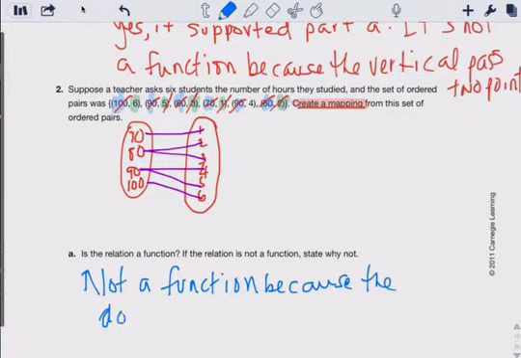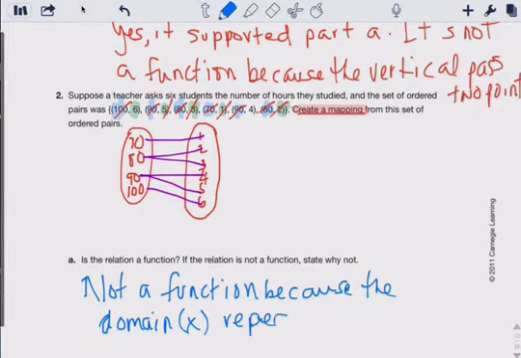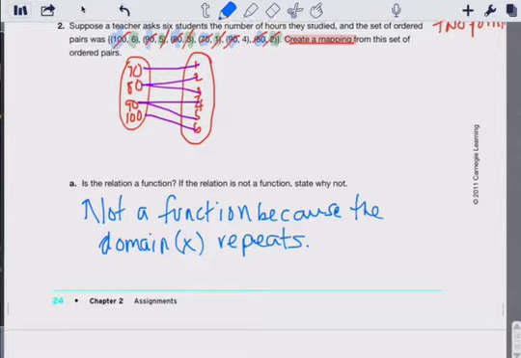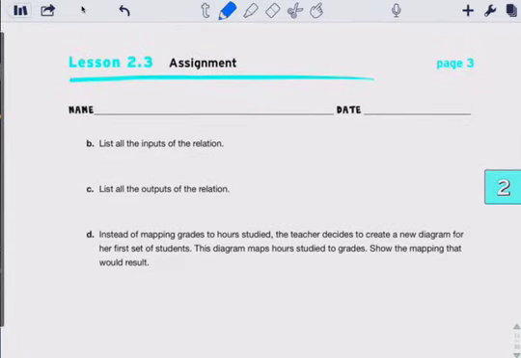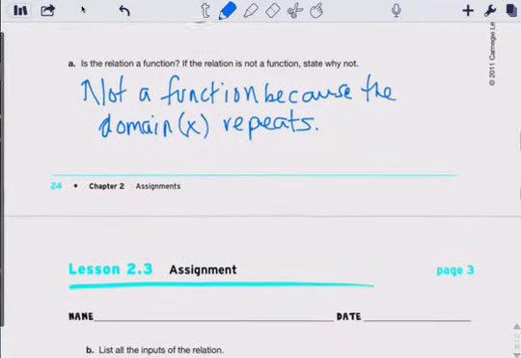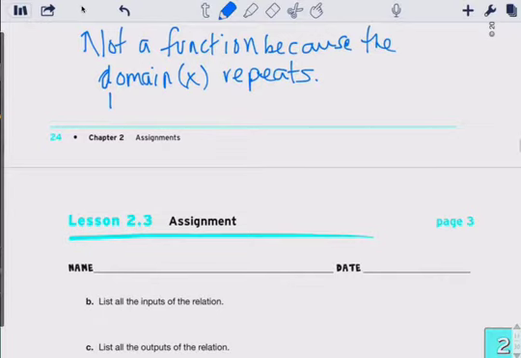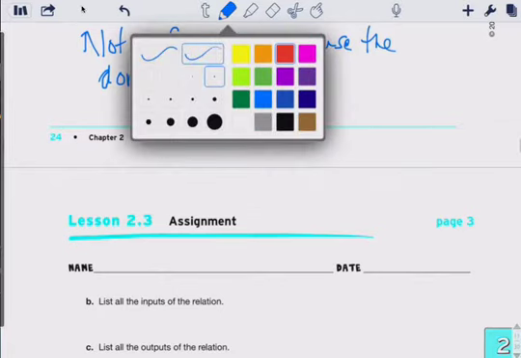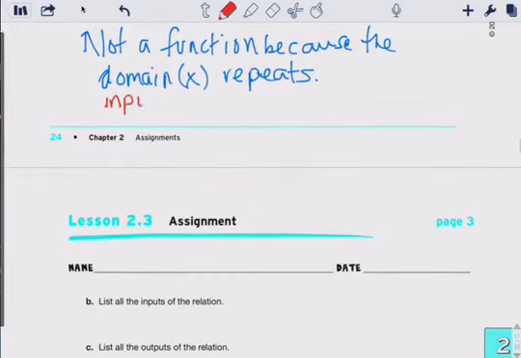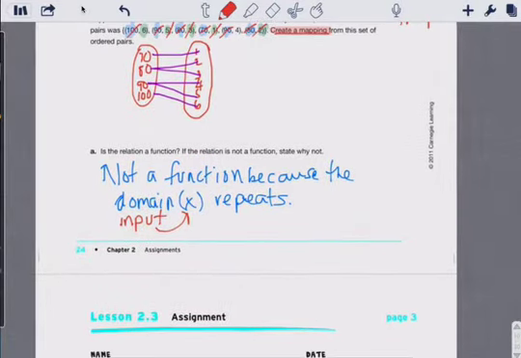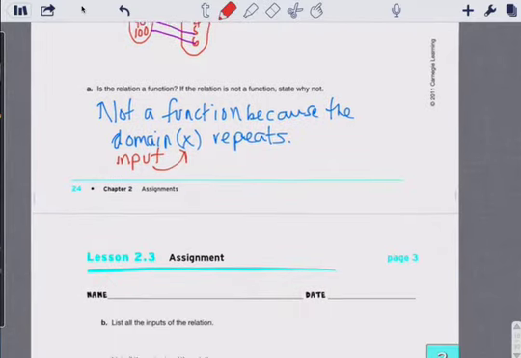Domain, or in this case, we call it the x, repeats. Okay, next page. List all the inputs in the relation. Now, the input is the same thing as a domain. So input is the same thing as the domain or the x. So list all the domain. Let's see. Well, 70, 80, 90, and 100, right?